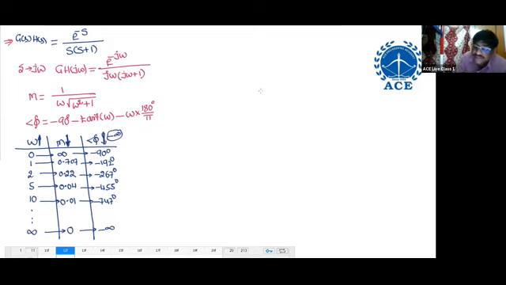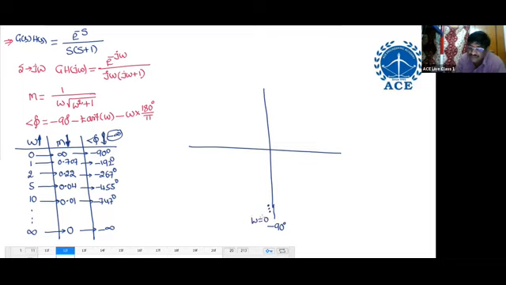Now draw the plot. How is the plot? It starts at minus 90, omega 0. Then what happened? Omega 1: this is minus 180. Omega 1, what happened?